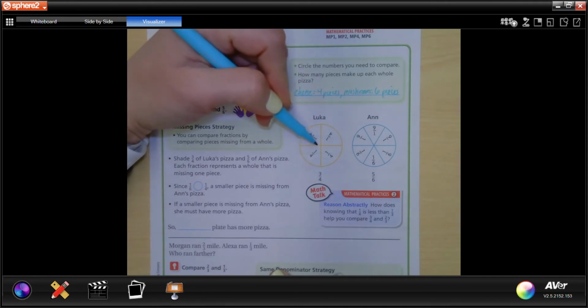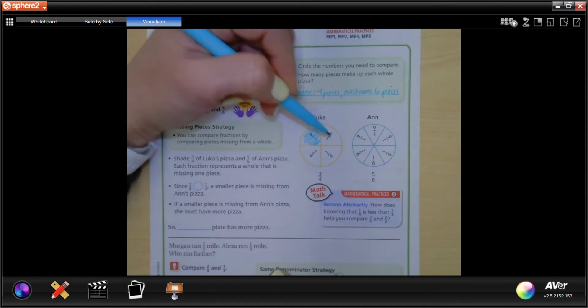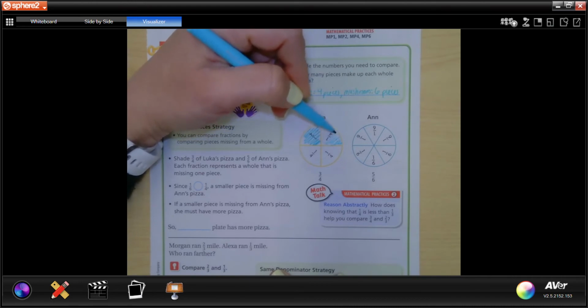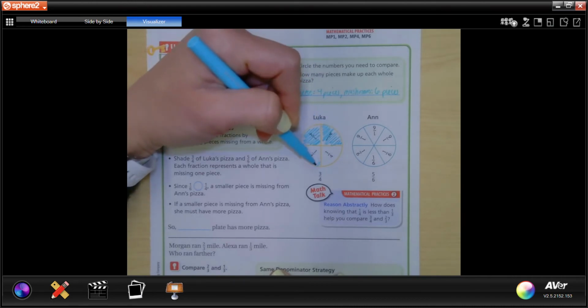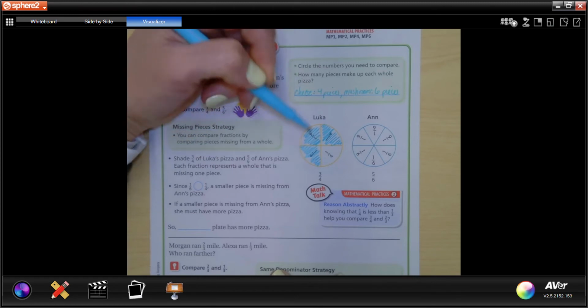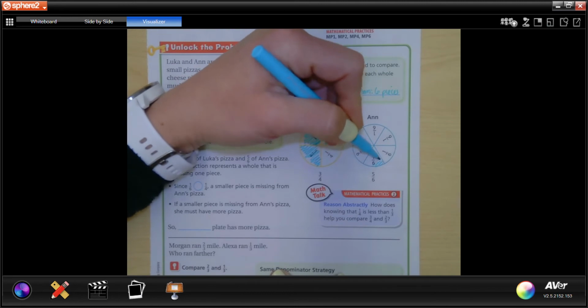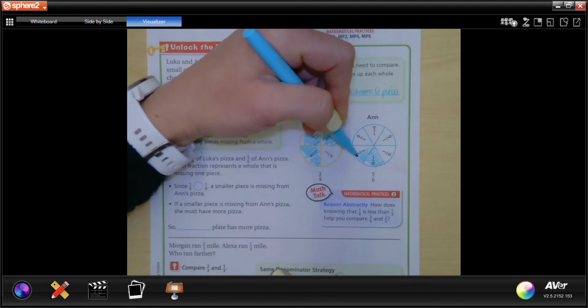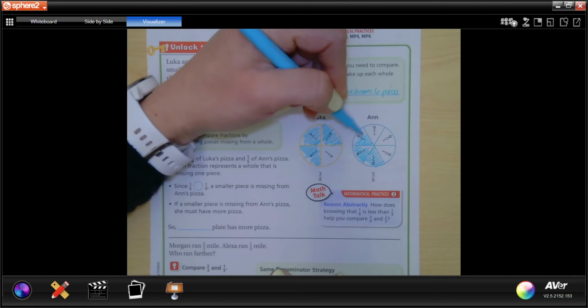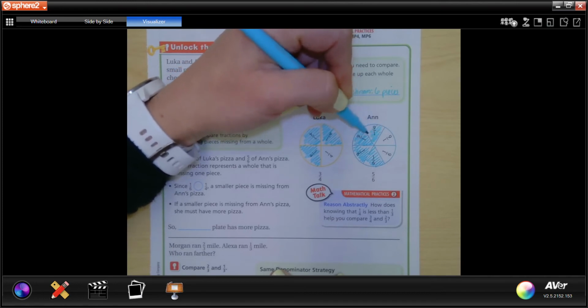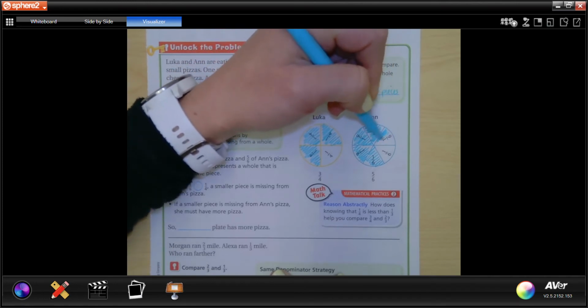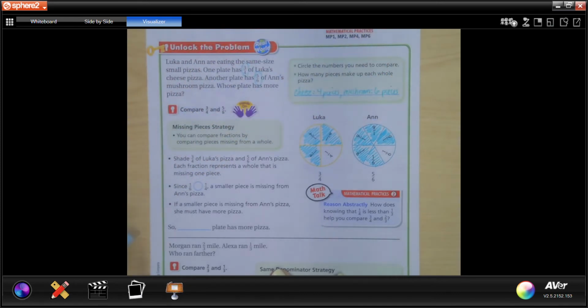So we'll shade 3 out of 4. 1, 2, 3 out of 4 of Luca's pieces and 5 out of 6. 1, 2, 3, 4, 5 out of 6 pieces of Anne's pizza. Each fraction represents a whole that is missing one piece.